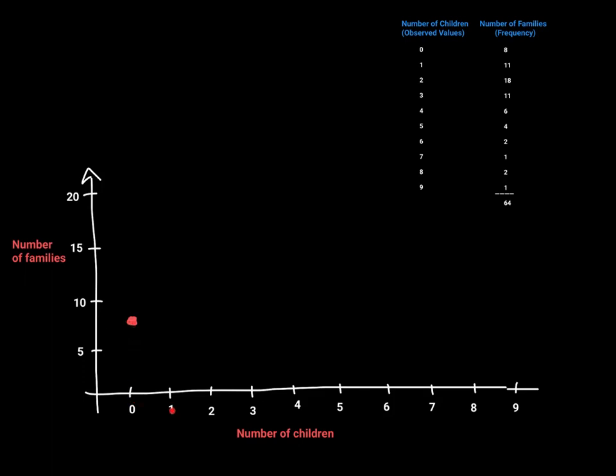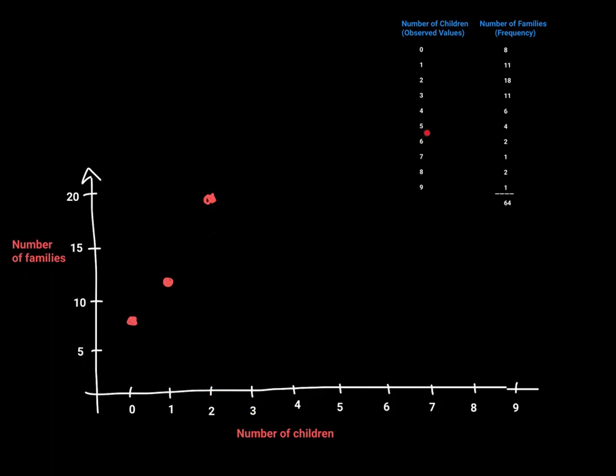How many families reported that they had 1 child? 11. So now I'm going to plot a point or a dot at 11 above 1. Okay, when I'm done, I'll just connect the dots. 2 children, 18. So 18 families, so way up here, above 2 at 18. Okay, that's supposed to be a dot. So this is at 18 above 2.